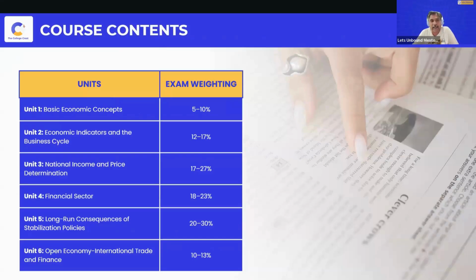Now, coming to the course contents, you can see the entire syllabus of this AP has been divided into 6 units. Okay? Unit 1 talks about the basic economic concepts. Unit 2 talks about the economic indicators and the business cycle. Unit 3 is about the core concepts of national income and price determination. So GDP, GNP, real GDP, all of that would be covered in unit number 3. You can see this particular unit has the maximum weightage as far as the exams are concerned. Almost 1/4 of your examination is based on this particular unit.